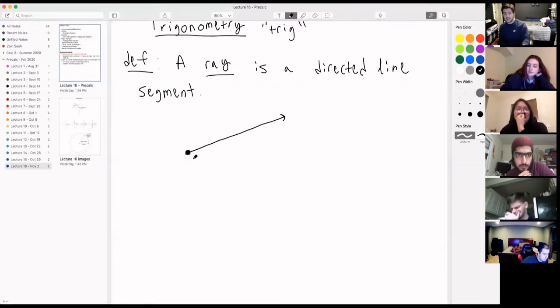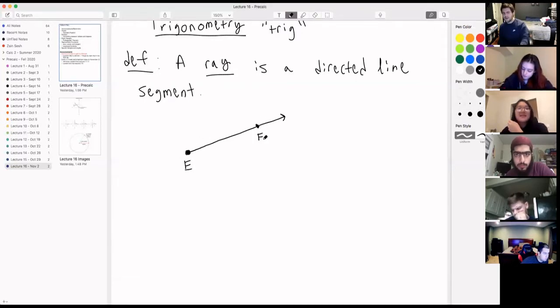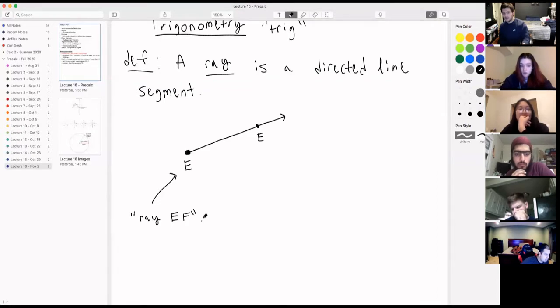Okay, and we can label a ray with its starting point, so you can call it E, and then just label some other point on the ray, you can call it F. So this will be called ray EF. Okay, and E is called the endpoint of the ray.